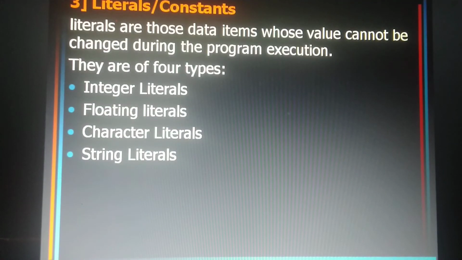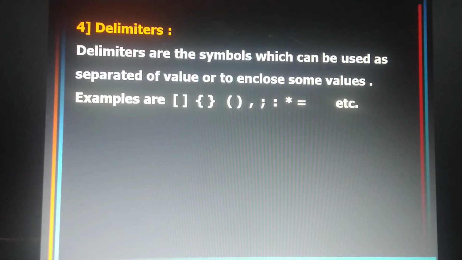Literals are the values of the variables. There are four types of literals: integer, floating, character literal, and string literals. Delimiters are symbols which can be used to separate values or include some values or expressions. Examples are brackets, commas, semicolon, colon, or equal sign.